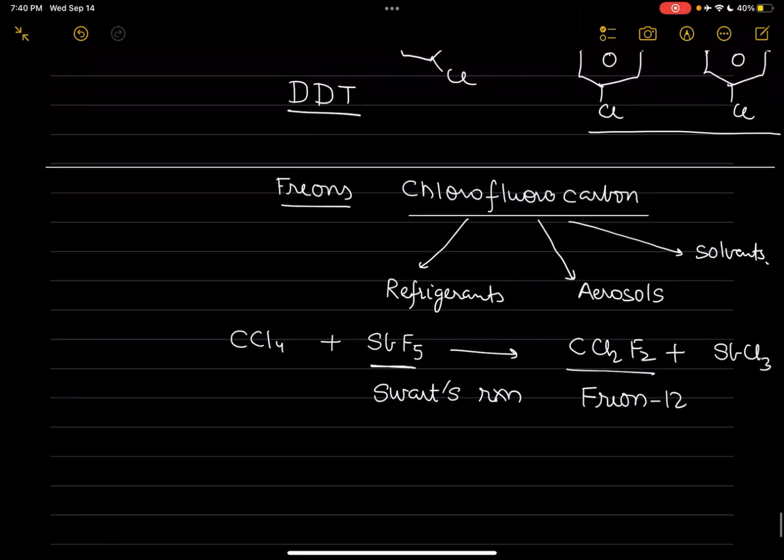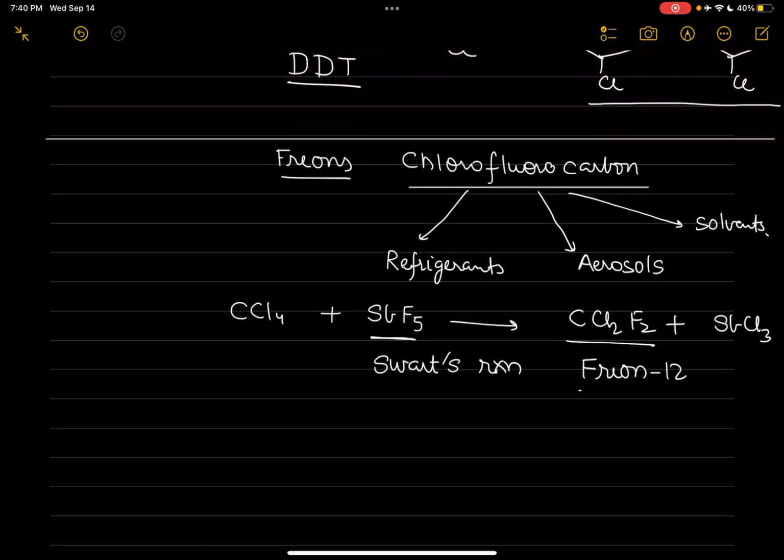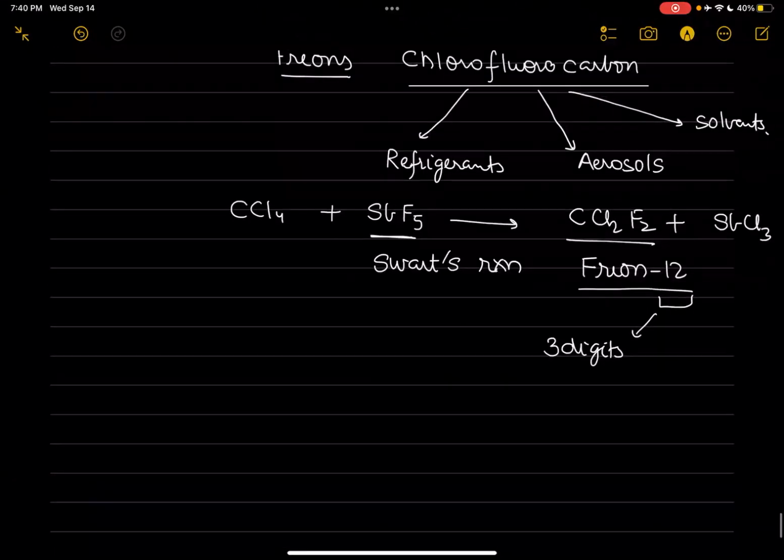You react them with a compound containing fluorine, so some of the chlorine gets separated. Okay, so actually you write the number. The number actually has 3 digits, and this tells us about their commercial name, right?